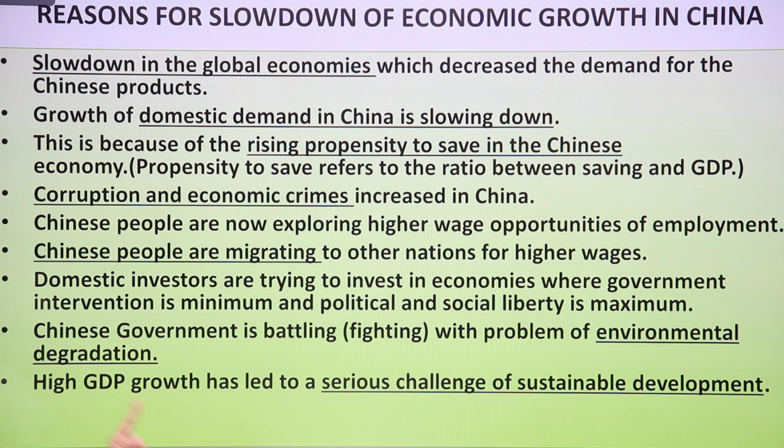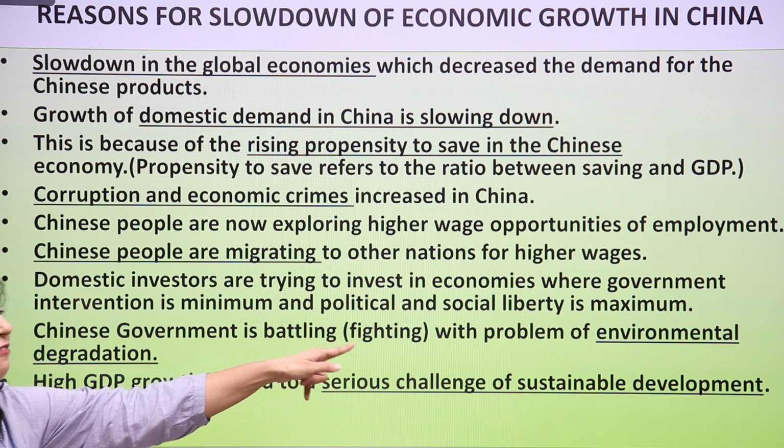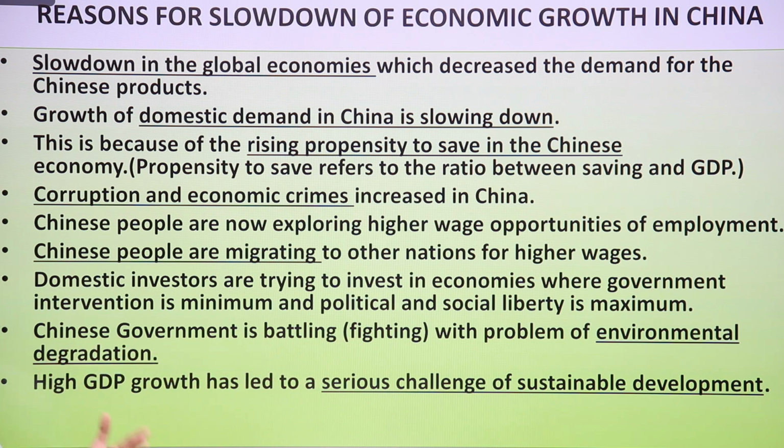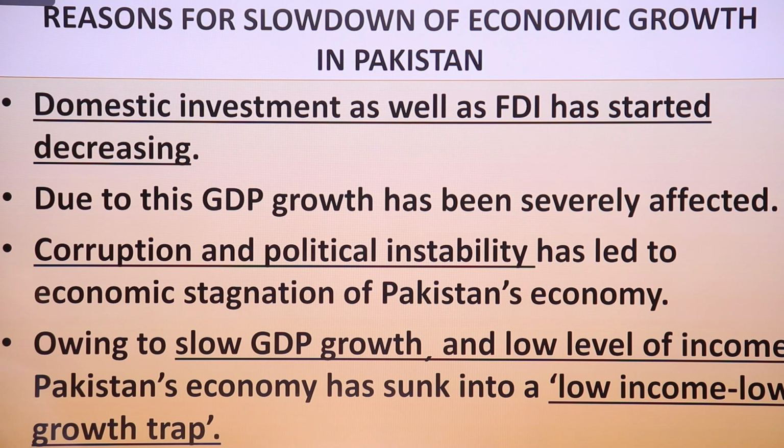Then, high GDP growth has led to the serious challenge of sustainable development. Now we discussed sustainable development in our previous chapter. What is that? Long-term growth without disturbing the balance of nature. That is sustainable growth. And now the UN also promotes these sustainable growth goals, but China is not able to carry on these sustainable goals because of environmental degradation. Its soil is getting polluted, its water is getting polluted, its air is polluted. So that is leading to its downward fall in economic growth.